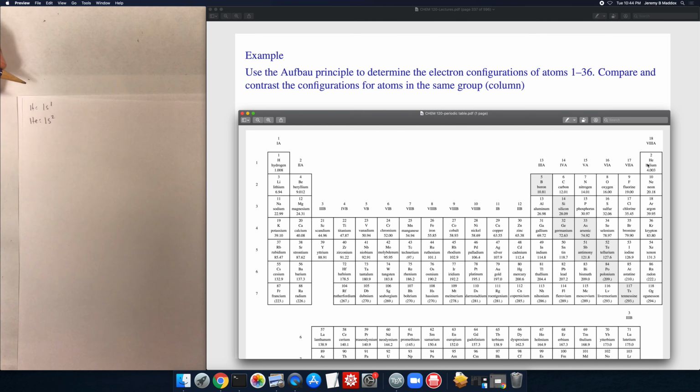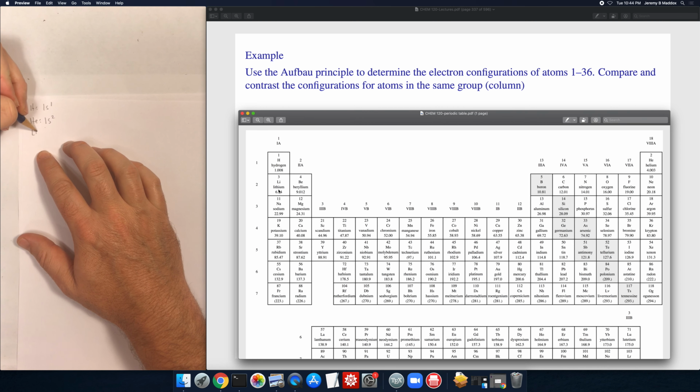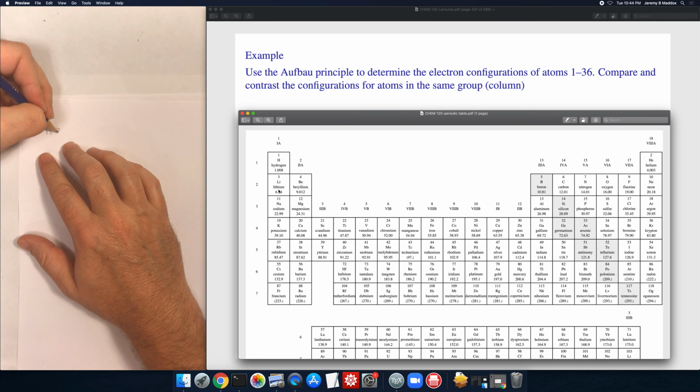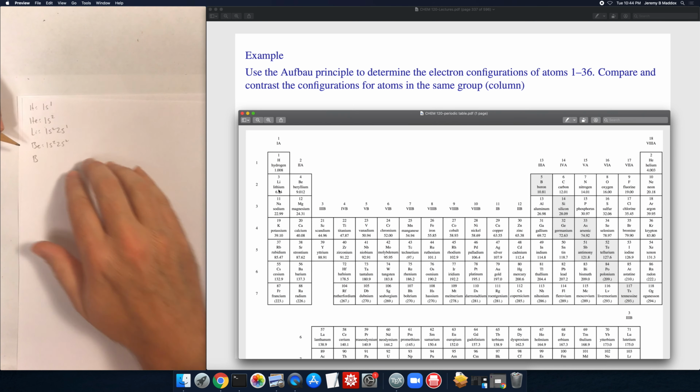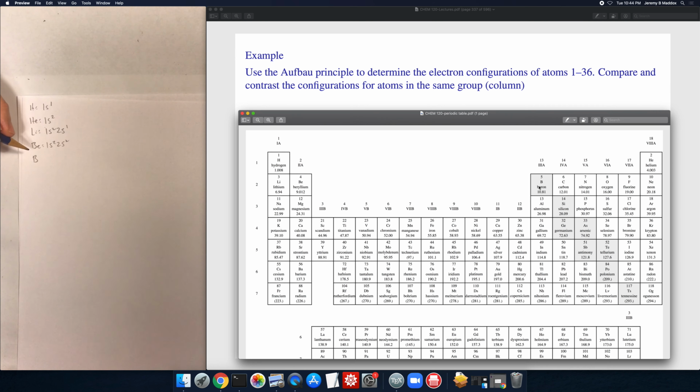Now, after we've filled the 1s orbital, it's time to start putting electrons into the 2s orbital. So lithium is going to have the electronic configuration 1s2, 2s1. Beryllium, we're going to put in another electron, 1s2, 2s2. When we go to boron, we're going to jump across the periodic table into the p block.